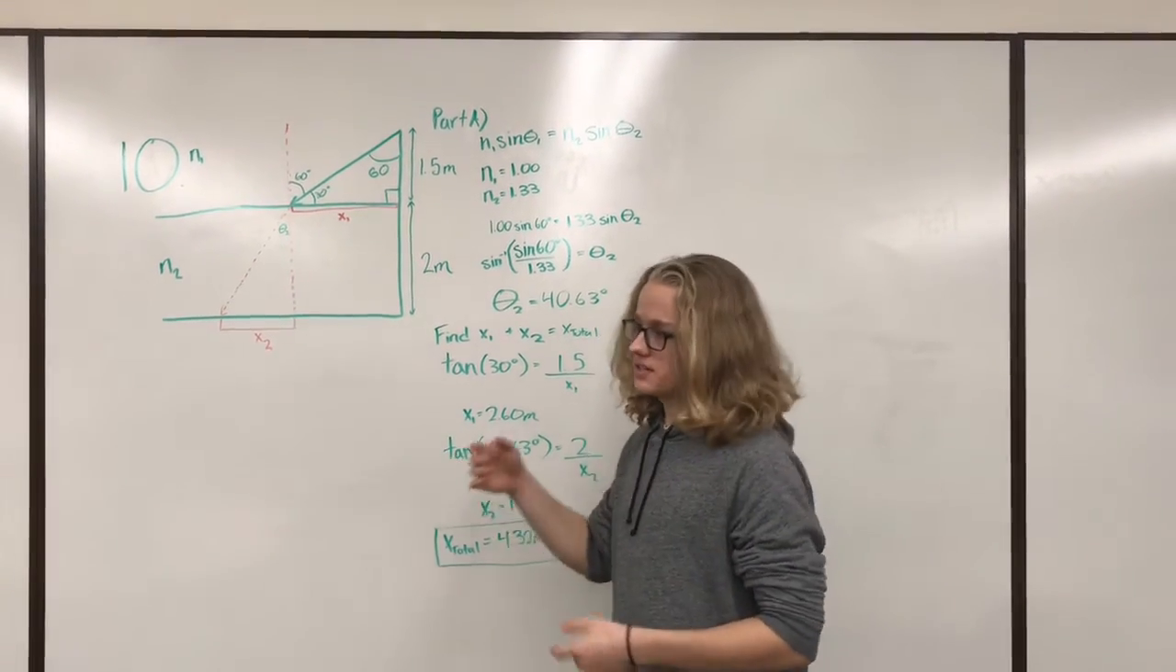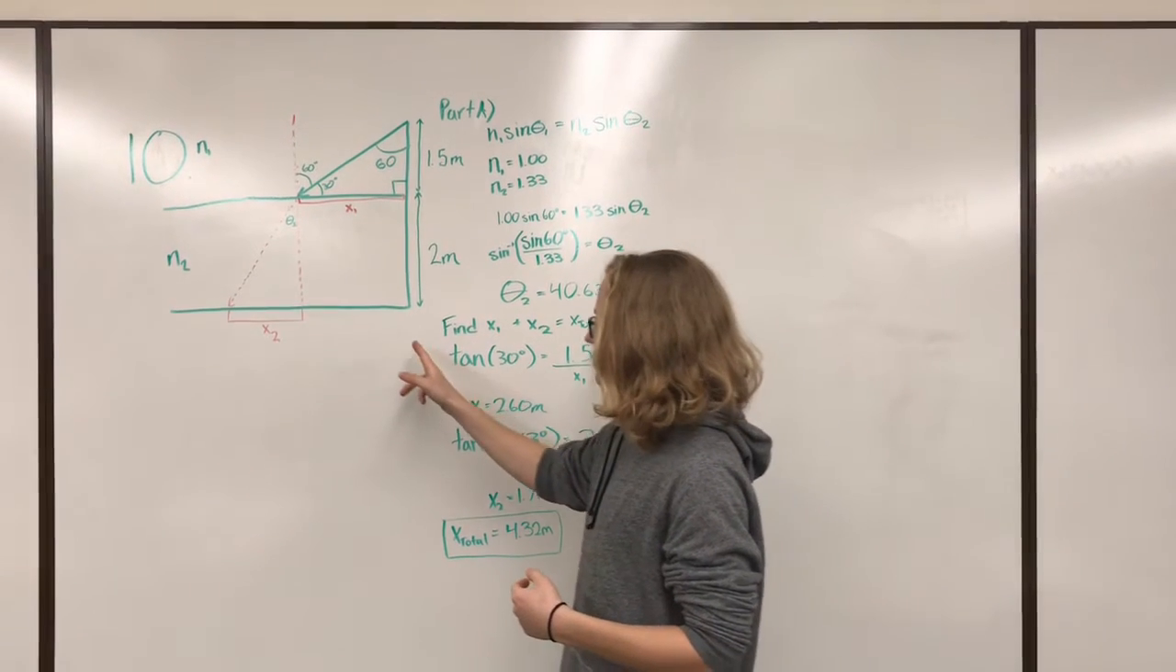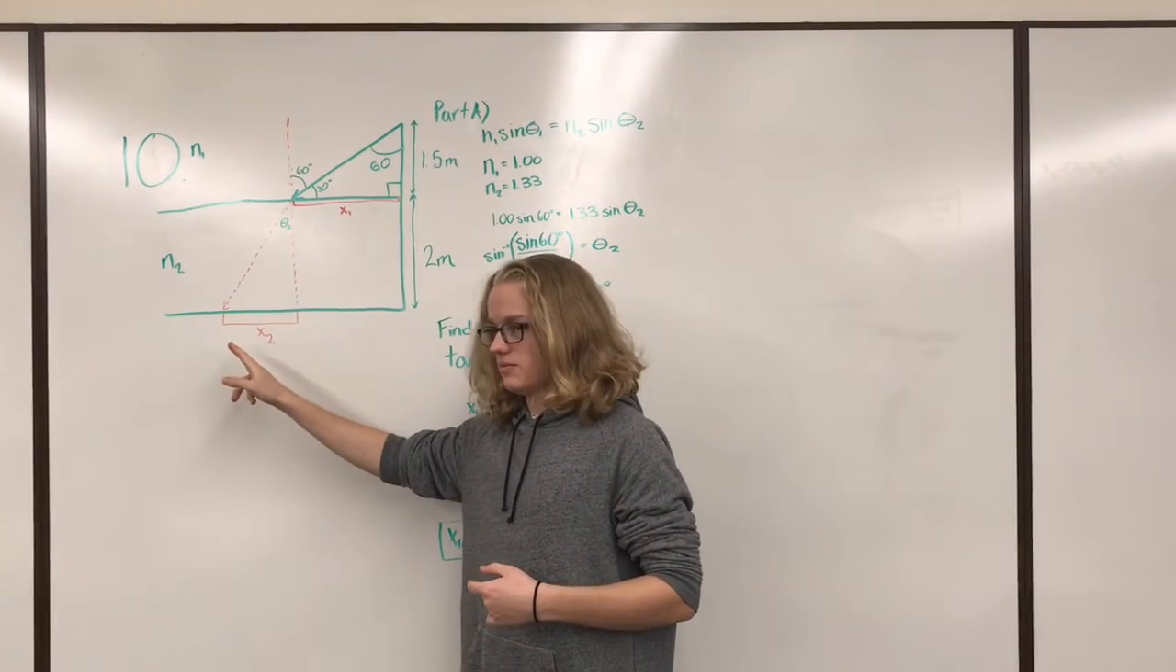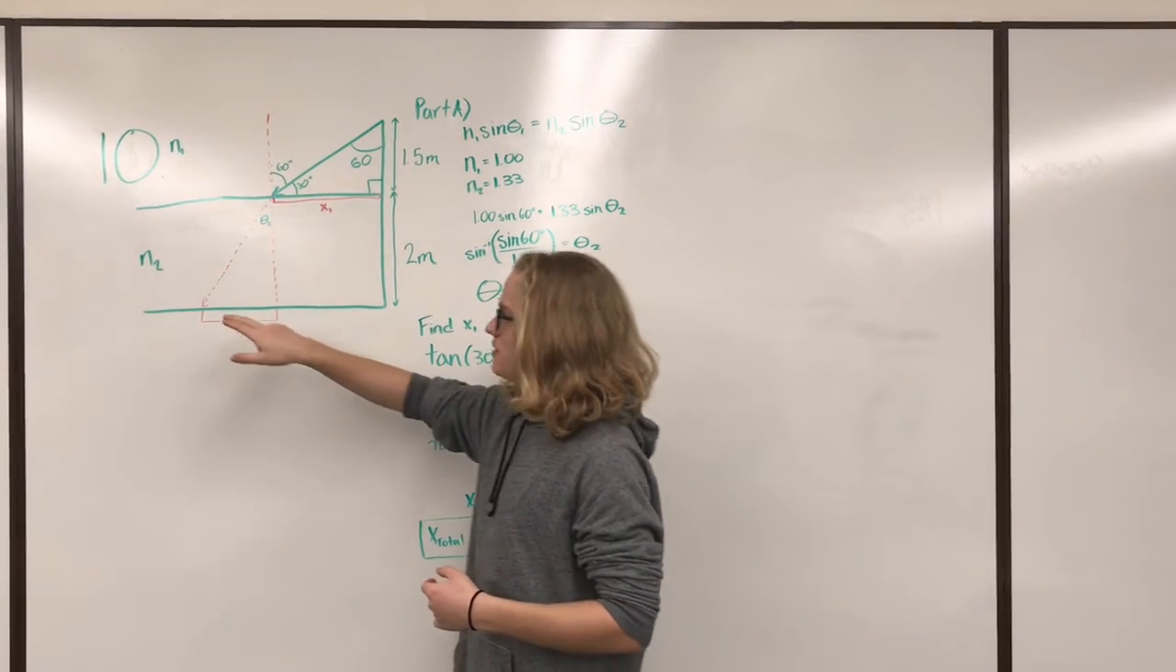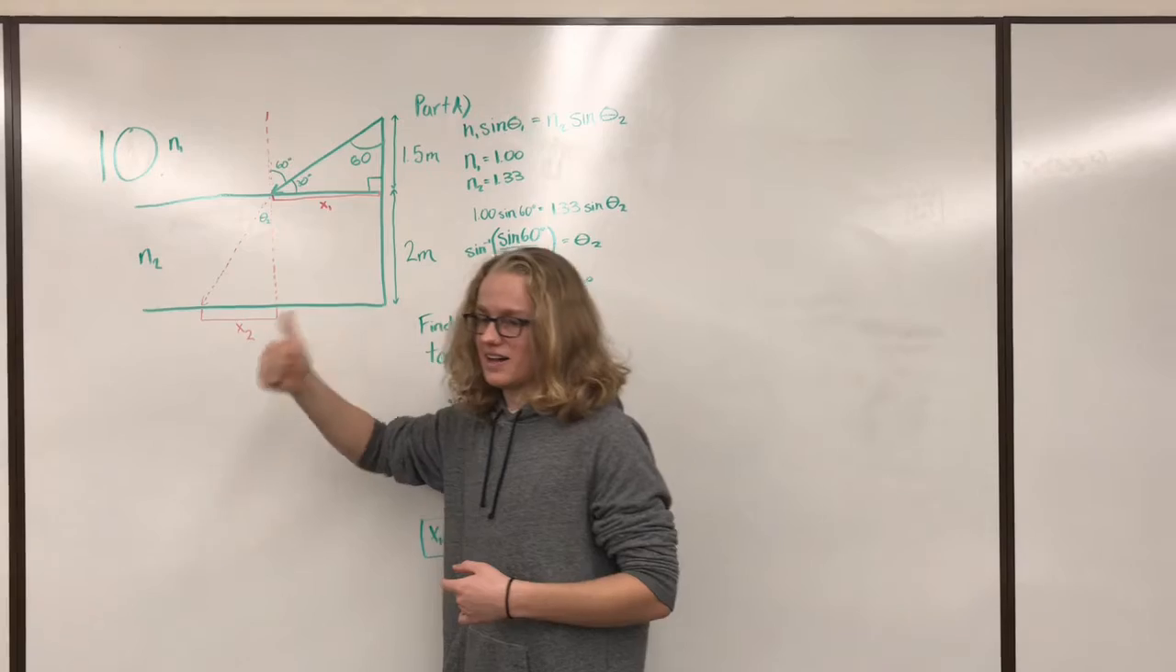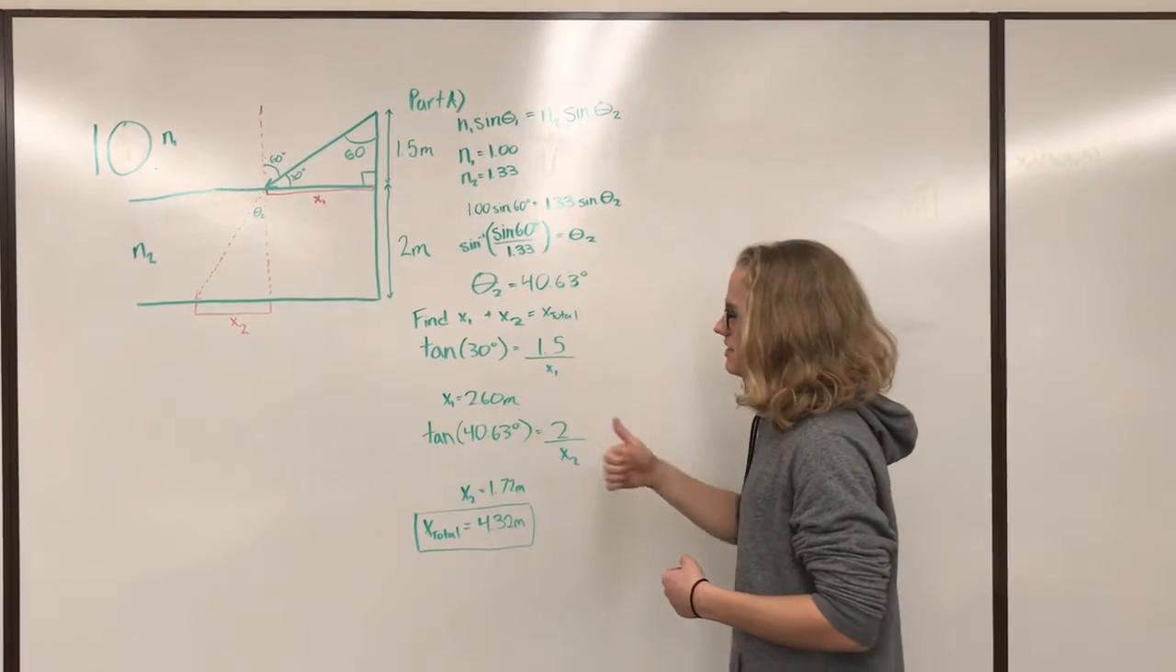Part B is asking us, how would our answer to part A change, the total distance where the laser will hit at the bottom of the tank? How will that change if the medium N2 has a higher index of refraction than it did initially?